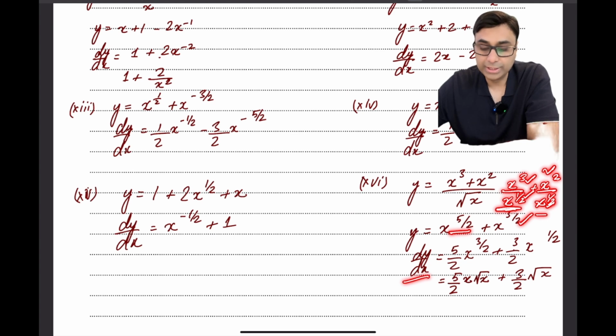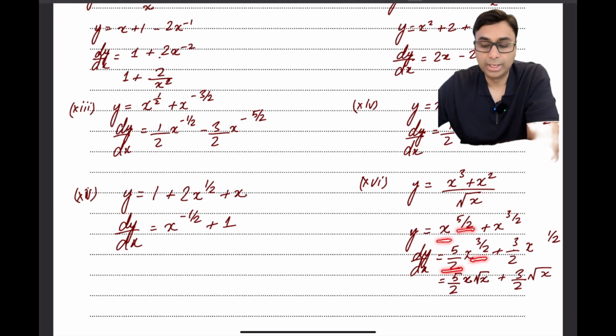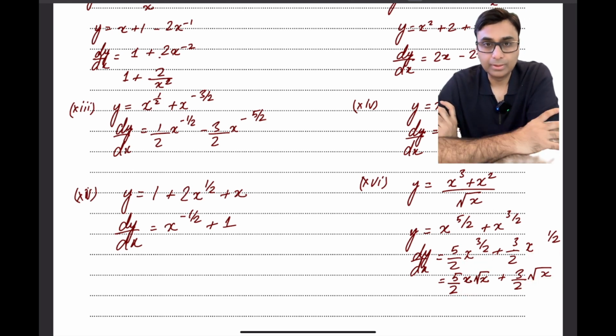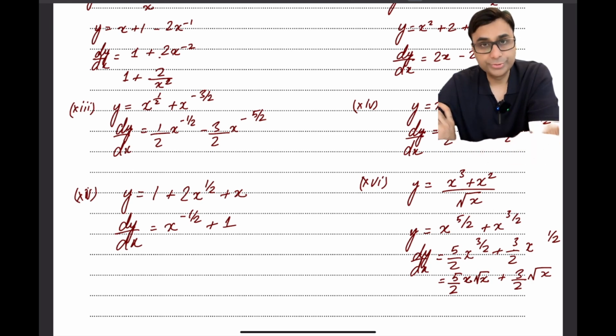So dy by dx would be 5 over 2 multiplying and the power of x reducing by 1, which becomes 3 over 2. And similarly 3 over 2 multiplying and power of x reducing by 1, so 3 upon 2 minus 1 becomes half. We can rewrite x to the power 3 over 2 as x under root x and x to the power half as root x. So guys, this is how we apply a very basic formula of differentiation. I hope you understood the concept well.